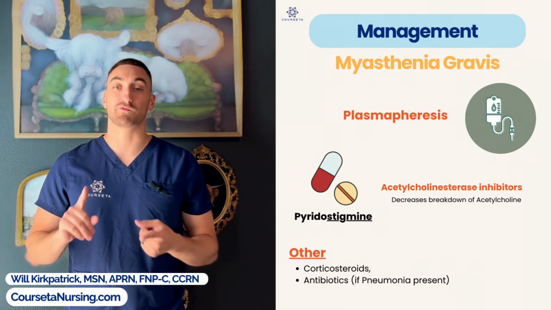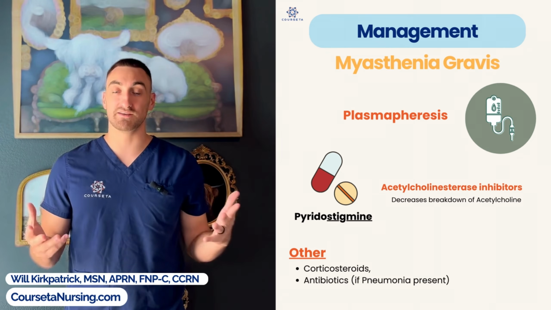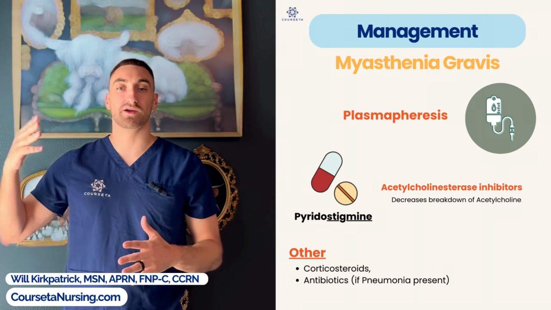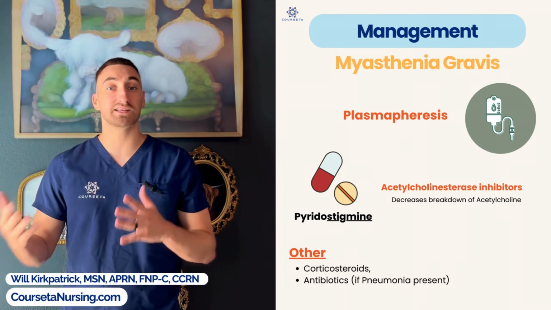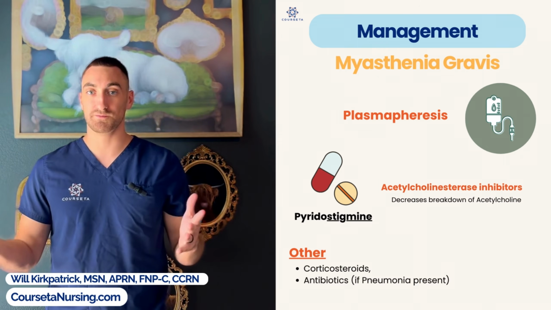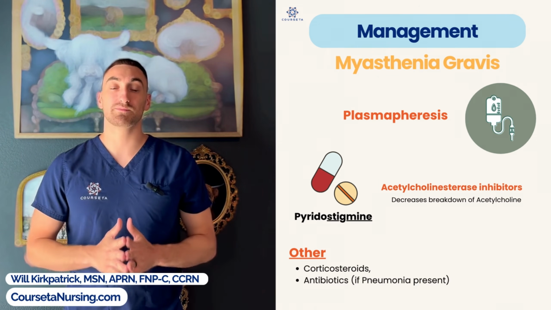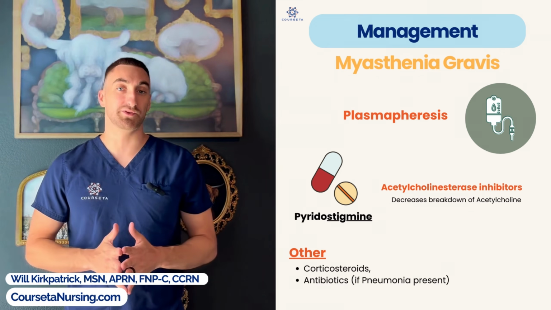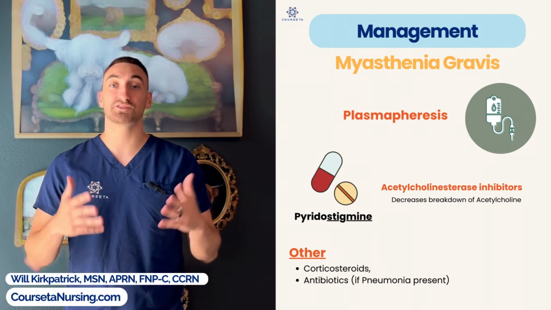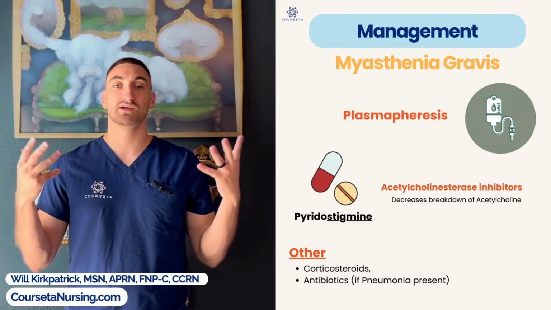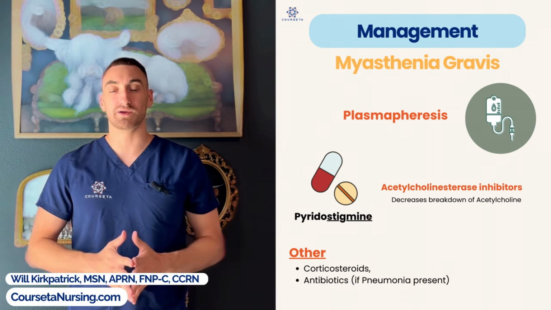We want to promote frequent rest periods because these patients get fatigued very easily. And we don't want to allow a myasthenia gravis patient to get to the point of complete exhaustion because it's a lot different for them than it would be for us because they do not recover as well as we do. Small frequent meals are typically required because these patients, once again, it requires a lot of energy for them to do simple tasks. And then of course, lastly, is monitoring that airway and monitoring the respiratory system, as that is the most at risk organ in the body with myasthenia gravis.